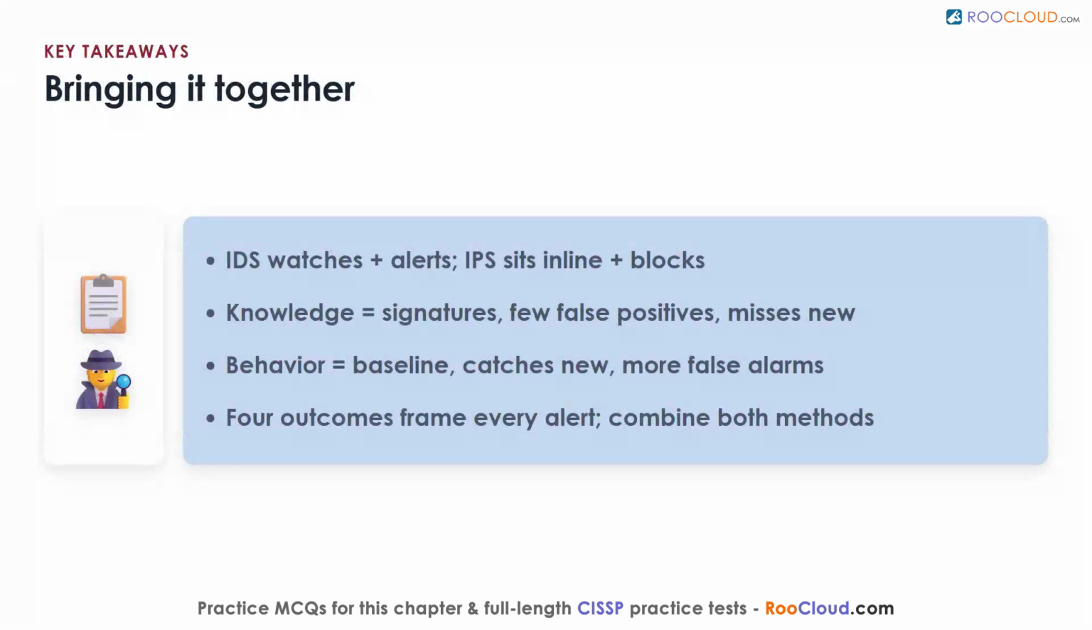So let's bring it together. An intrusion detection system watches logs and events and raises alerts, while a prevention system sits in line and blocks attacks outright. Knowledge-based detection matches known signatures with few false positives but misses new attacks. Behavior-based detection learns a baseline and catches novel attacks at the cost of more false alarms. The 4 outcomes, true and false, positive and negative, frame every alert you will ever judge. Combine both methods, and you cover far more ground than either alone.